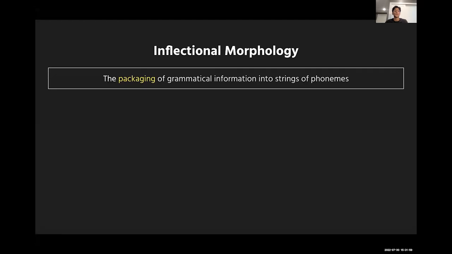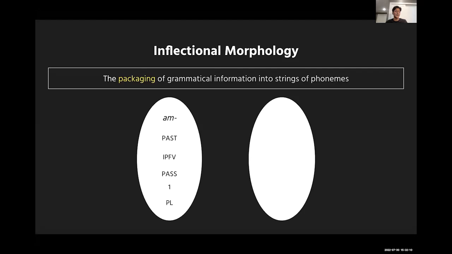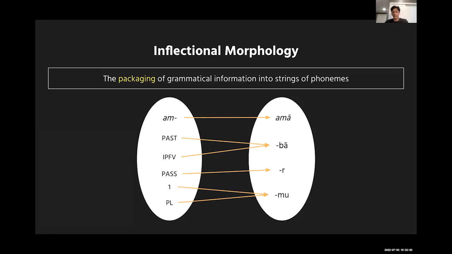Formally, we can define inflectional morphology as the idea of packaging grammatical information on the abstract level into strings of phonemes on the surface level. So basically, on the left-hand side here is a set of abstract features. This is an example from Latin. What I want to do is take all these features, so the root, and then all of these like past tense, imperfective, all of that, and then map those to surface realizations. And so this mapping is what appears in Latin.